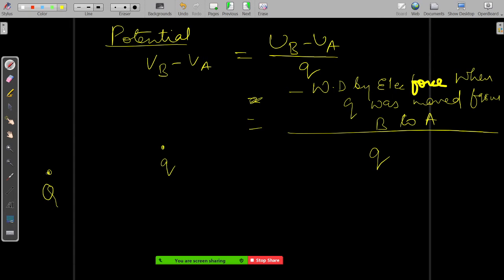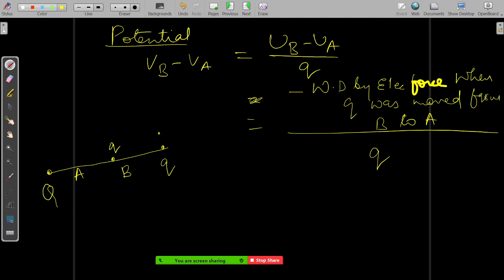Initially the difference between these two points was B. This orientation, let's say you call it B, and now the orientation where this Q has come here, you call it A. Now the thing is the work done when this orientation has changed from B to A.